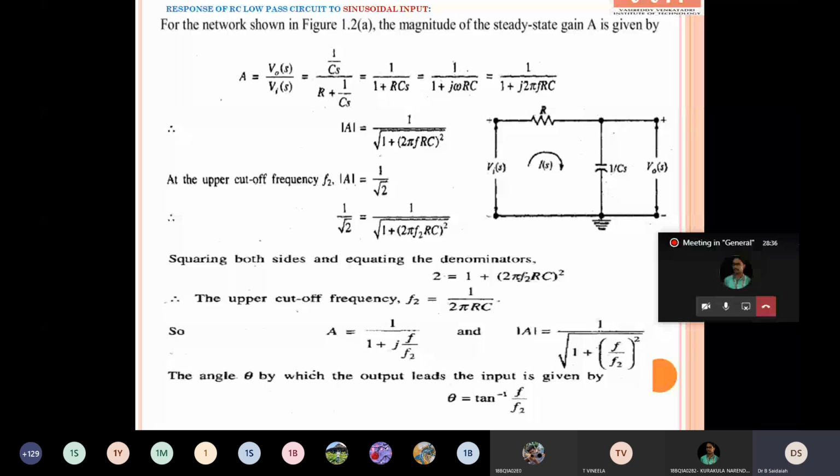And now f2 is over. From this f2 equation, look at the voltage gain equation here. What is the voltage gain equation? 1 by 1 plus j into 2 pi f rc. So from this equation, what is 2 pi rc? You have to cross multiply here. So 2 pi rc equal to 1 by f2. This 2 pi rc is cross multiplied, f2 will be cross multiplied here. So 2 pi rc equal to 1 by f2.